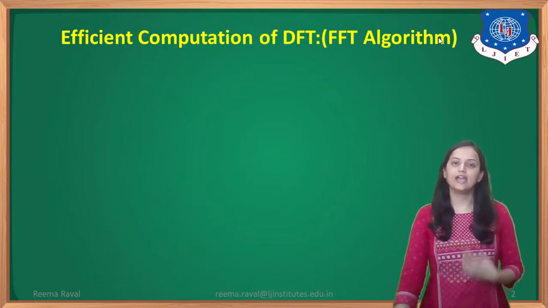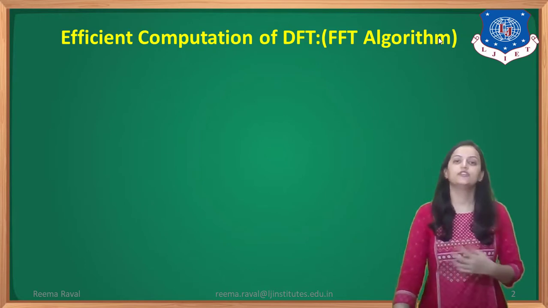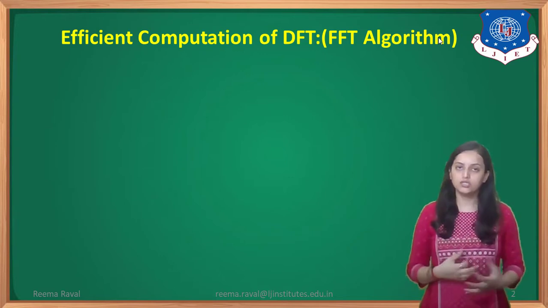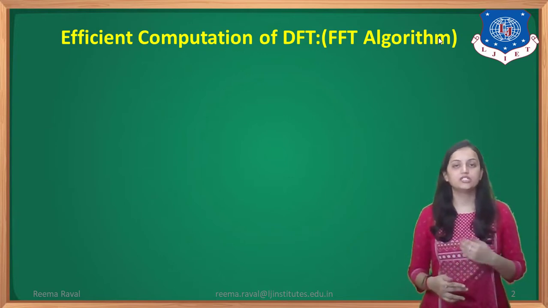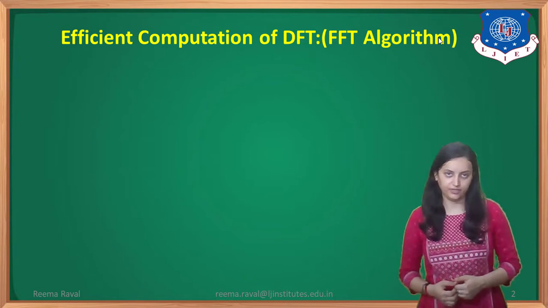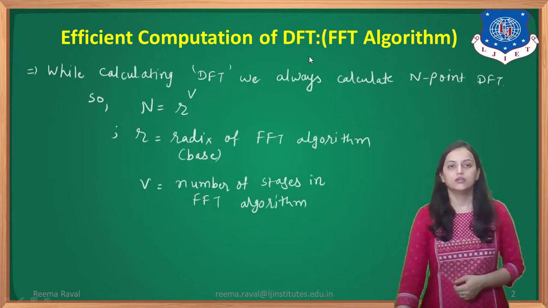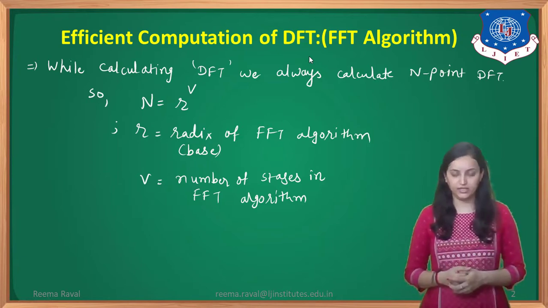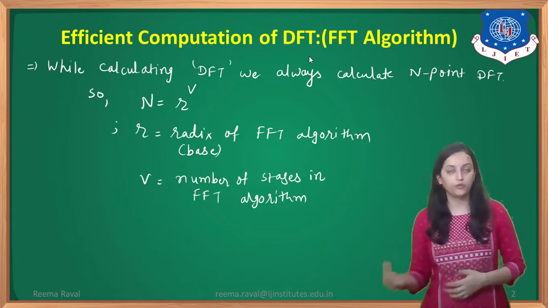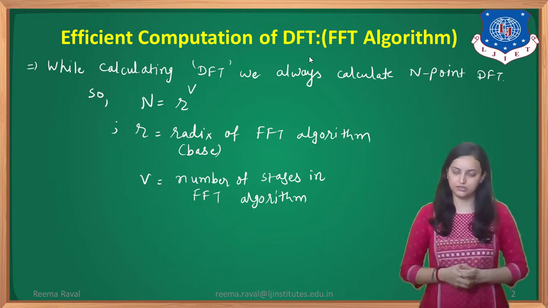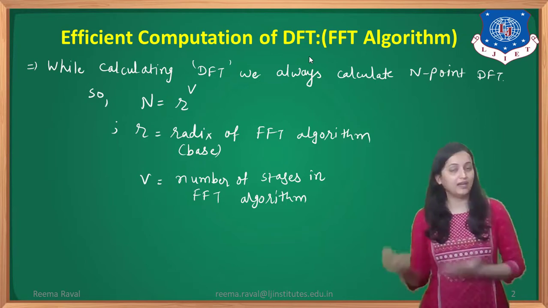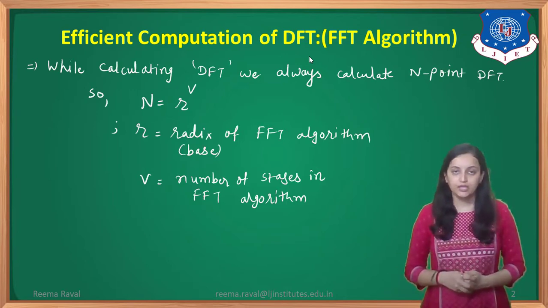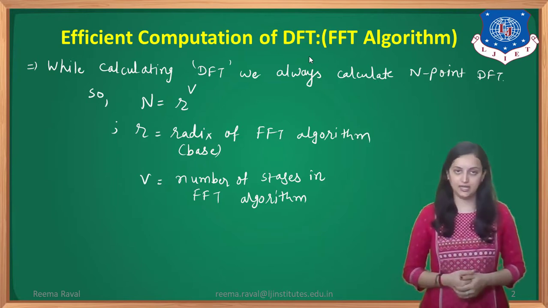So first of all, let us see efficient computation of DFT, which is called FFT. You can say that FFT algorithms are those algorithms based on DFT which give the efficient computation of DFT. When calculating DFT, as always we calculate n point DFT, that means 8 point DFT, 4 point DFT as we have seen in the previous sessions. We have seen the 4 point DFT matrix method, the formula method, and the circular convolution, where n indicates the number of points for the DFT.